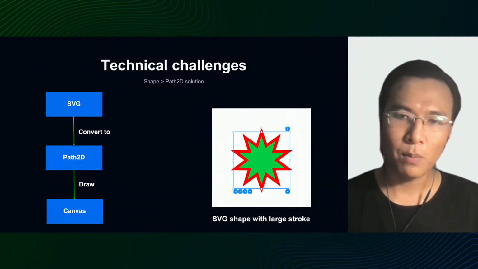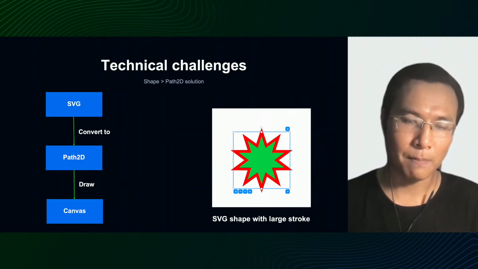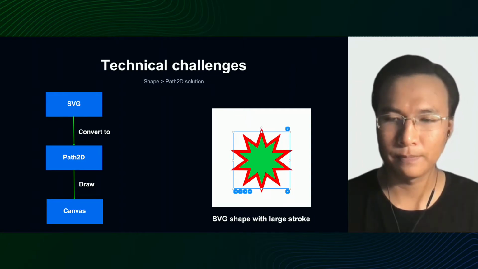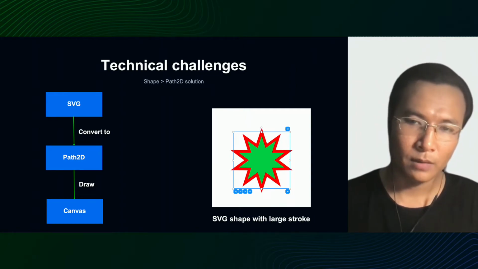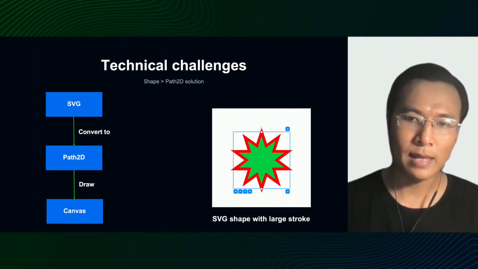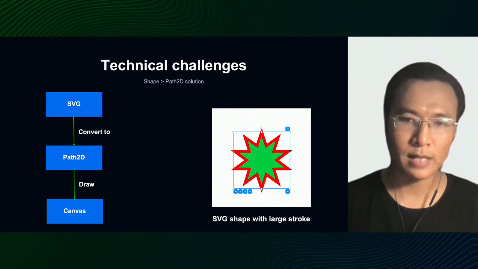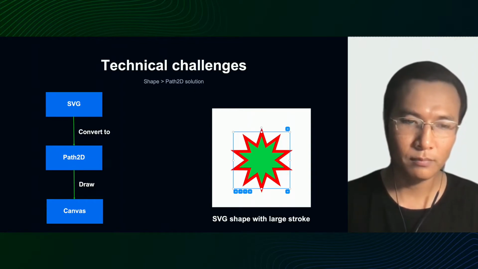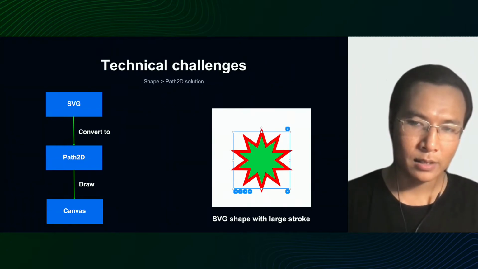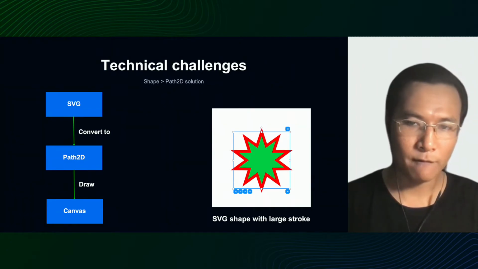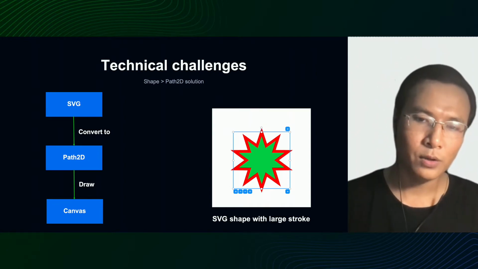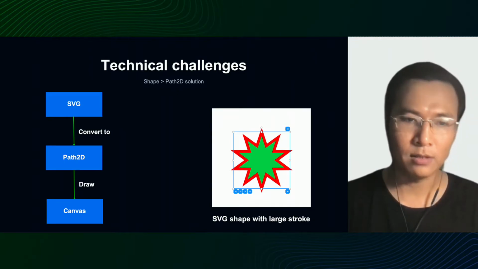To solve the above problem, we need an intermediate step, which is converting the original SVG to Path2D object. After converting, we can use path APIs of Canvas to draw the perfect strokes without having to worry about the original shape's size. By looking at the example, you can also see that some parts of the stroke already have surpassed the original shapes. However, they're still properly drawn thanks to Path2D.